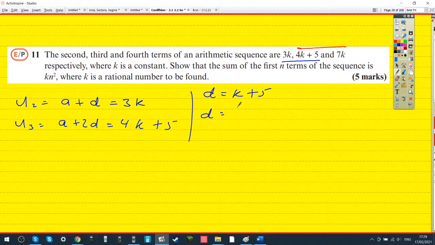I don't know. Second term take away first term. Term 3 take away term 2. I don't know what to do with the plus 5. 7k take away k plus 5.